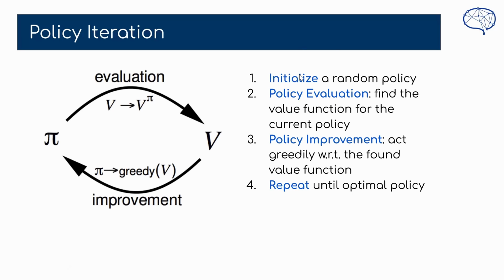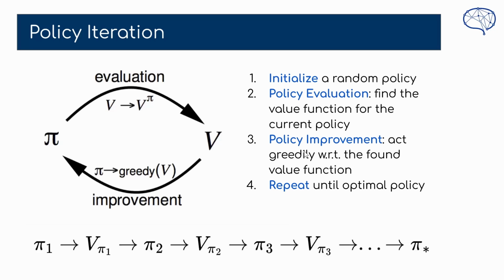So for policy iteration, the overarching idea is you initialize a random policy or just any policy. You first evaluate it, and then you improve it greedily with respect to the value function that you just computed. And you keep doing this over and over again until you find an optimal policy.